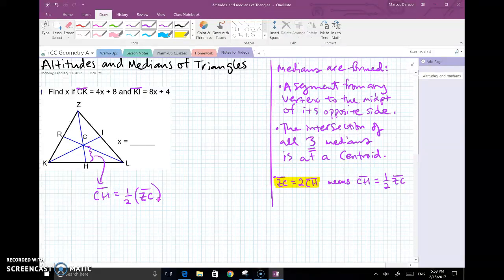It's big brother, okay? It's half the size. So knowing that relationship, we can answer pretty much any question that comes our way about medians. And so let's go ahead and tackle this one that we see here.